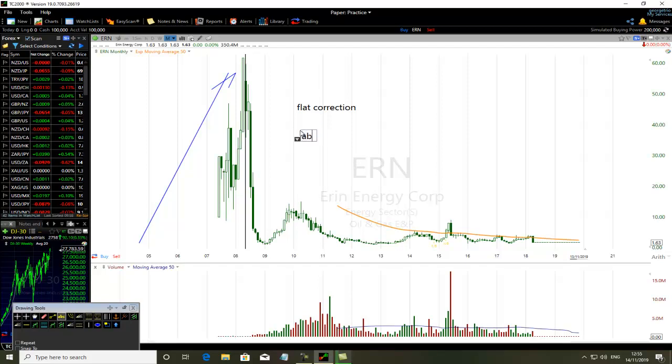Is it A, B, C, D, E correct wave? Let us know in the comment section if you think it's A, B, C, D, E correct wave. All right. Is it a sharp correction? Let us know in the comment section, please. All you have to do is say, George, this is a sharp correction. This is A, B, C, D, E. This is a flat correction. Let us know in the comment section.